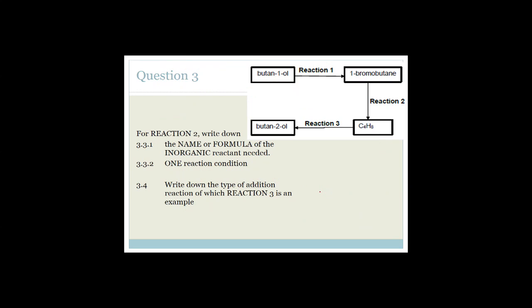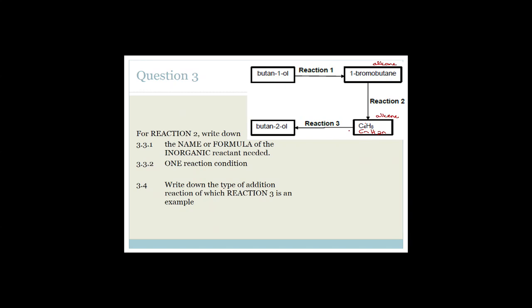Right, let's continue. Now it says for reaction two, right? Now we're talking about this one. They want to know what happened between 1-bromobutane and this thing. So if we look over here, we've got CnH2n. Okay, and this is where the formula actually makes a big difference, because what has actually happened is we've gone from an alkane to an alkene. So we've actually eliminated something, okay?